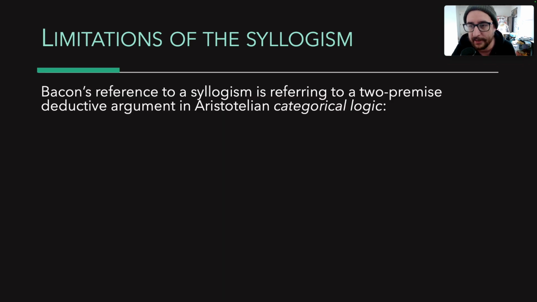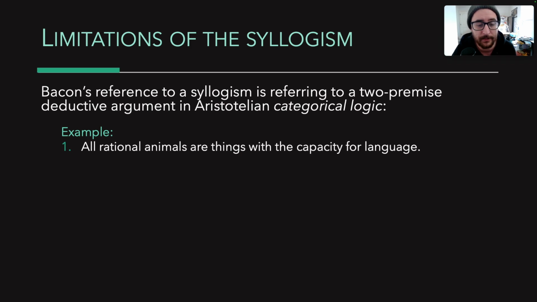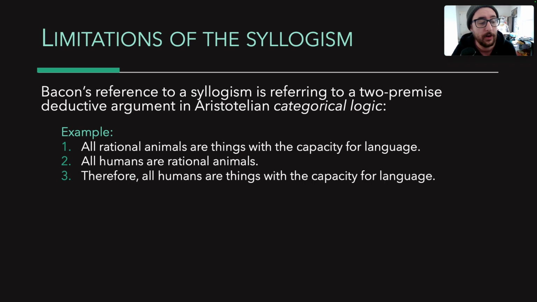Bacon's reference to a syllogism in that aphorism is referring to a two-premise deductive argument in Aristotelian categorical logic. So this is a kind of logic that deals with the categories of things. So an example of this would be: all rational animals are things with the capacity for language, and all humans belong to the category of rational animals. Given those two scientific principles, by logic, we can conclude that all humans are things with the capacity for language. We now have this new principle about the nature of human beings.